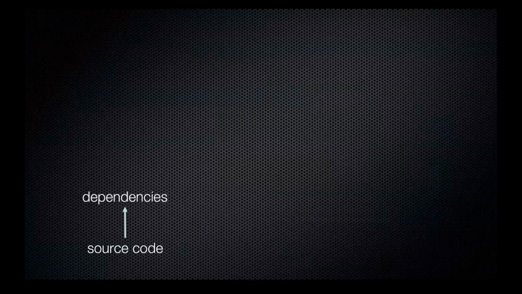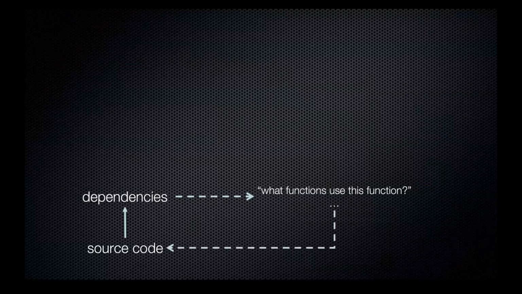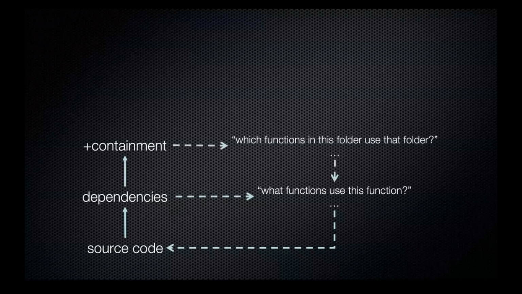So very briefly, this is kind of an abstraction of what we do. We pull out the dependencies from the source code. So obviously, you can find out what functions use this function as you're developing the source code. We also build into that the containment structure. So in the case of Java, your functions or methods are encapsulated into classes. Classes are in packages. Packages are in higher level packages, etc. So we can start understanding which functions in this folder use which functions in that folder type questions.